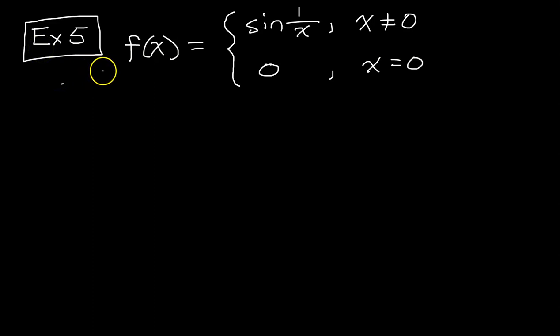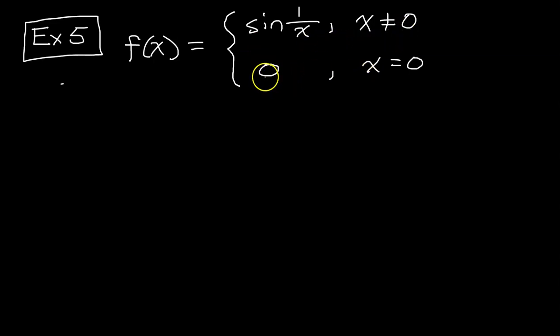Example 5 is very interesting. We have a piecewise function, f of x, which equals the sine of 1 over x when x does not equal 0, and it equals 0 when x does equal 0. Now, focus on the sine of 1 over x part. We know that this function would be undefined at 0 by itself, because 1 over x is undefined at 0. You can't have a 0 denominator. But that's why we have the second part of the piecewise function, which solves that problem.